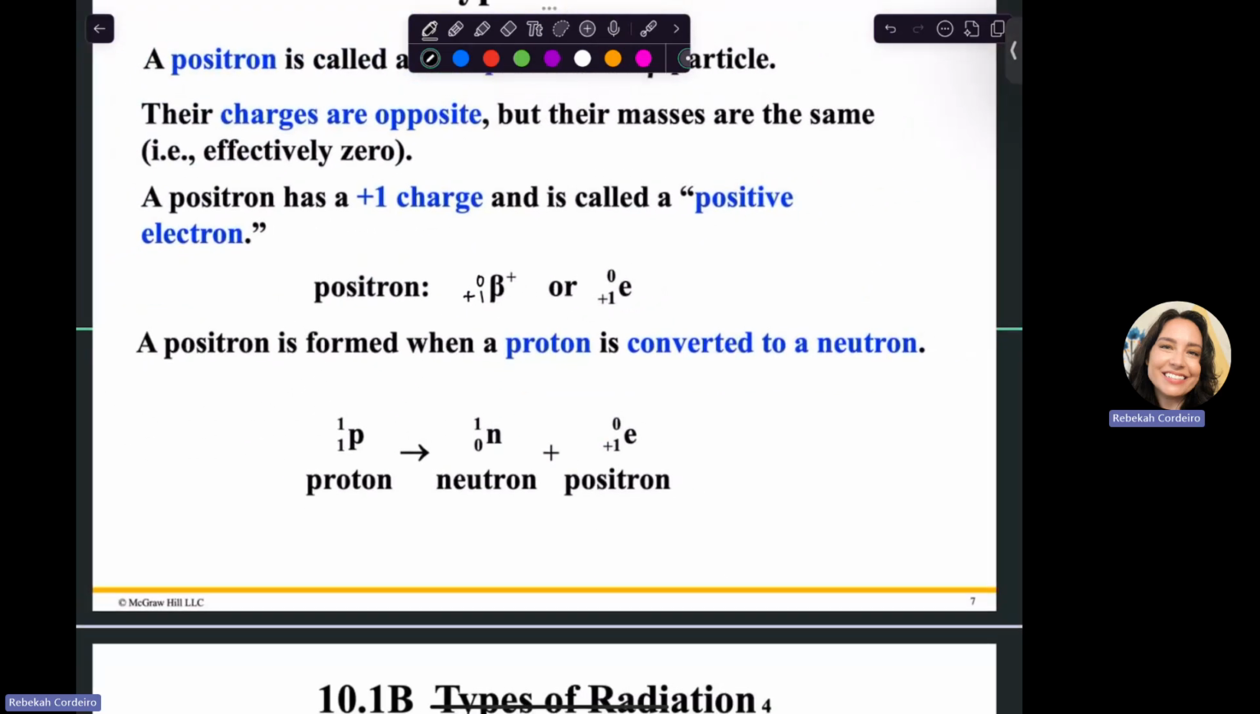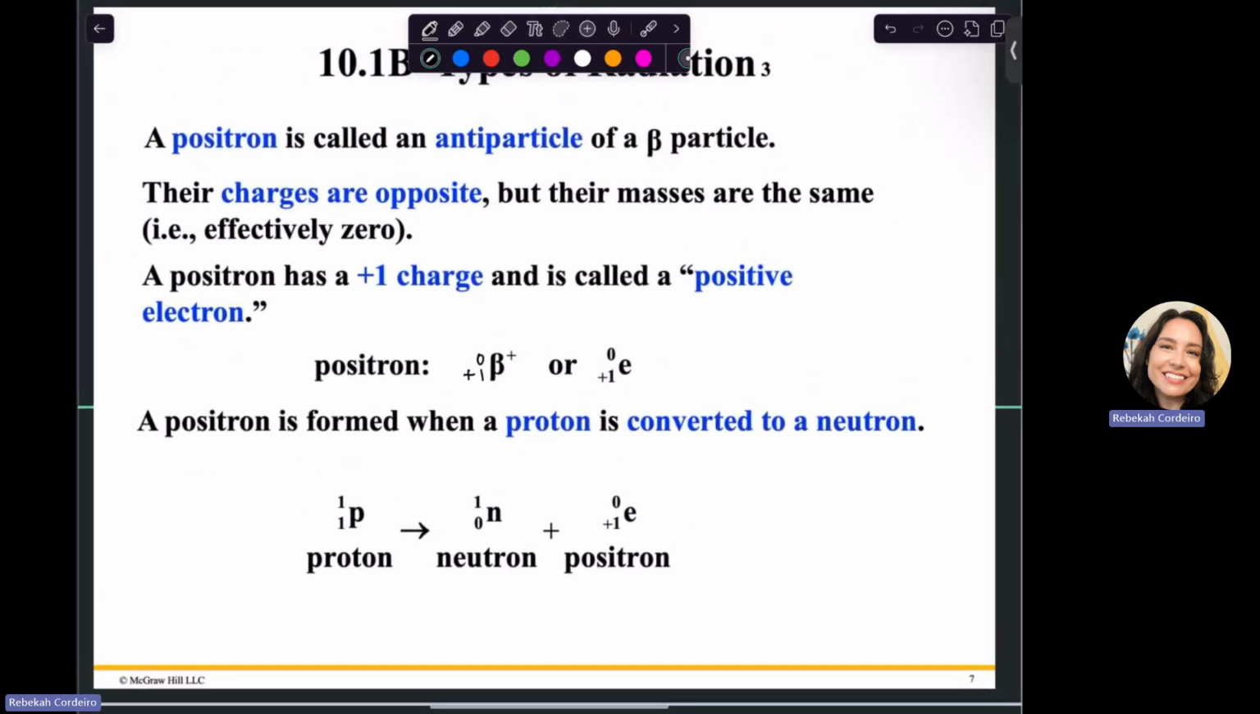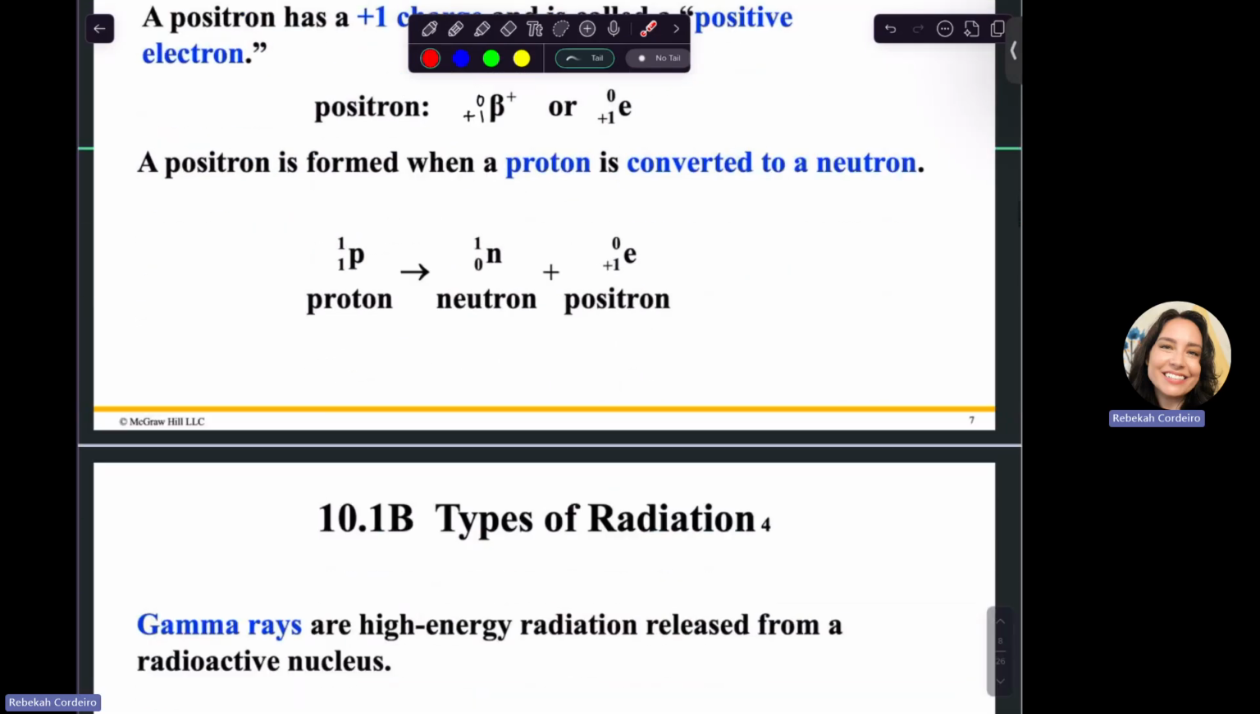So it's not a proton. It does not have mass. This is what happens when a proton gives up its positivity to become a neutron. And this is just because sometimes the ratio of protons and neutrons is off. That's what's making it unstable. And so it will turn protons into neutrons or turn neutrons into protons in order to become more stable.